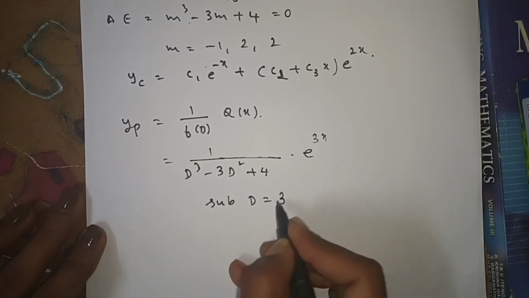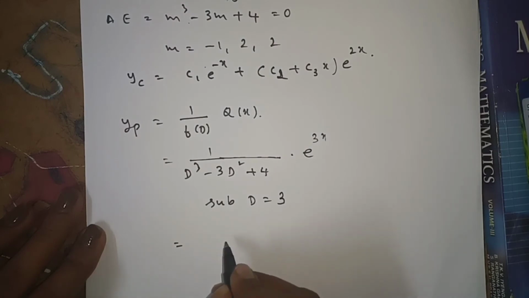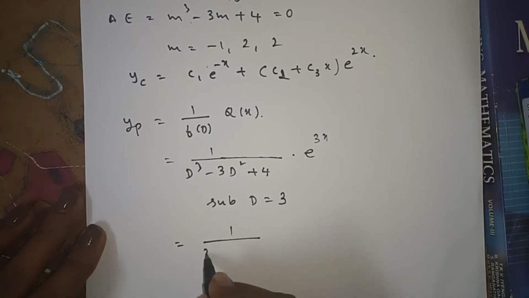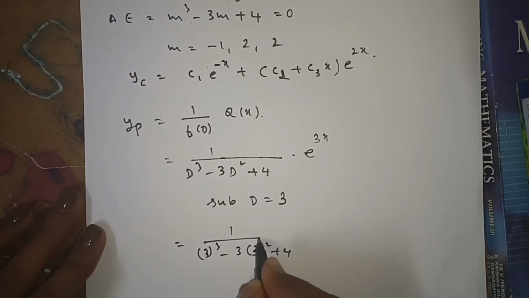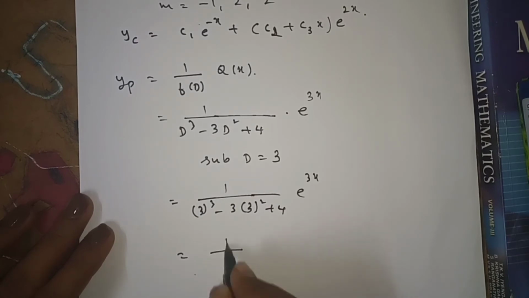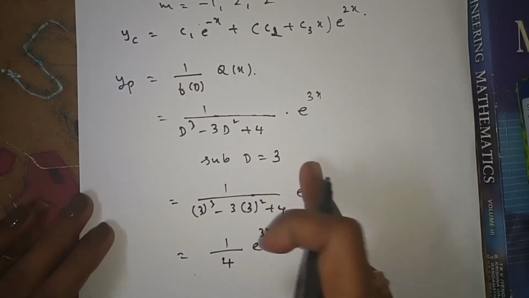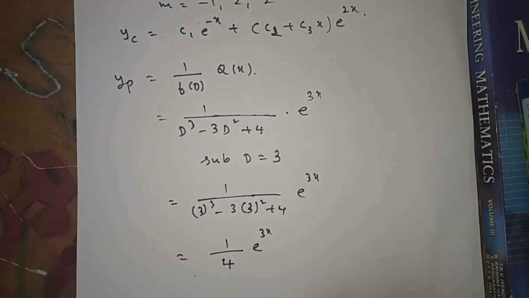Substitute d is equal to a. Since e to the power of 3x, a is equal to 3. How much will you get? 1 by 3 whole cube minus 3 into 3 square plus 4. And if you simplify, how much do we get? The value is equal to 4. You will get 1 by 4 into e to the power of 3x. That means after substituting d is equal to 3, we have got some number, either positive or negative. Then what is the meaning of that? This is the answer yp.